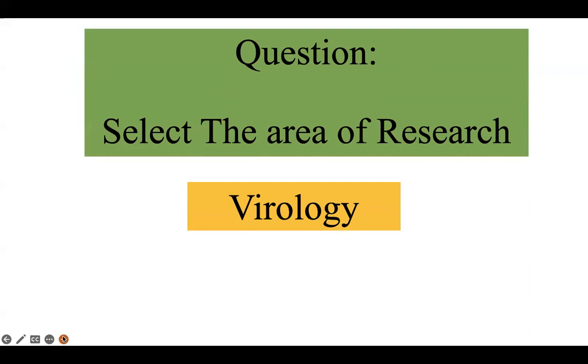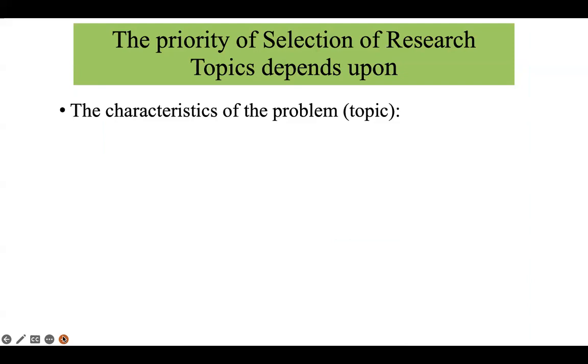My answer is virology. One by one, whether you are in chemical pathology, histology, or something else, decide the primary area first, and after that you select the topic. Now every person write in your area: what could be the topic of your research? I am reading the chat box.